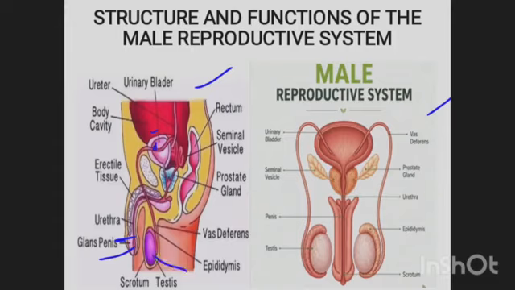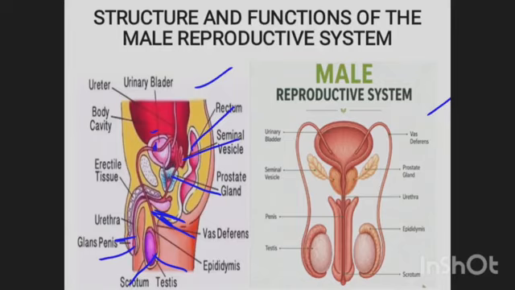Now the sac that is wrapping the testis is called the scrotum. All right. And this tube that is right here is called the vas deferens. Then behind it we have the prostate gland. Then we have the seminal vesicle, the tube. And this is our rectum, that has to do with your excretory system.